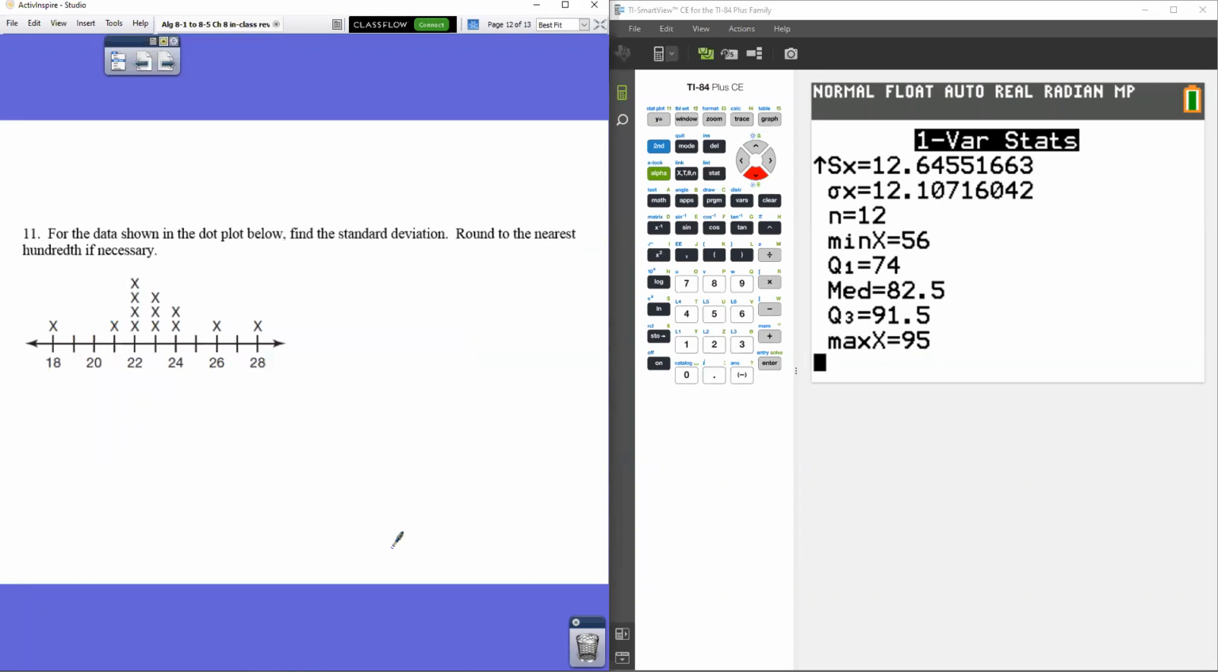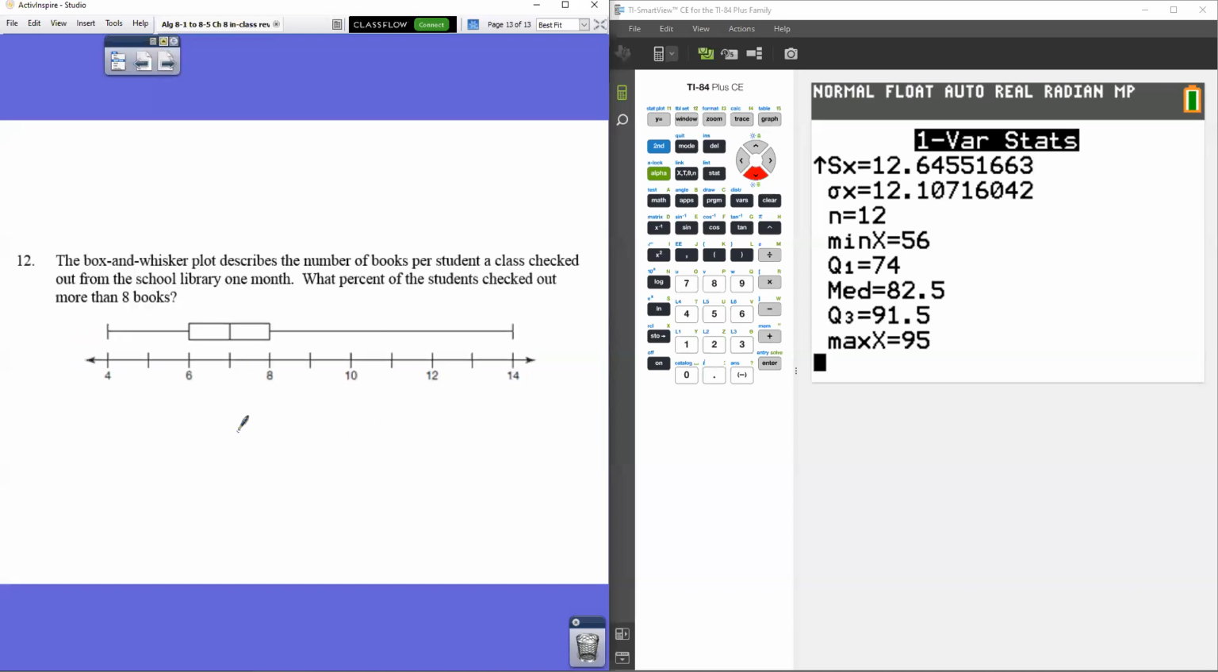Take a look at number 11. Find the standard deviation for the data shown in the dot plot below. Again, I'm not going to have you do this one. I just want to talk about the dot plot. When you go to type it into your L1, you would have an 18, a 21. You'd have to type in 4 22s because you have 22, 22, 22, 22. You have 3 23s, 2 24s, a 26, and a 28. Do your stat calc one variable statistics. Standard deviation here is that symbol, and it would round to 2.30.